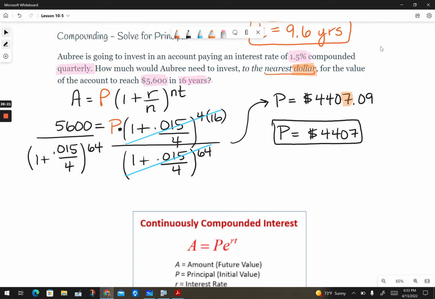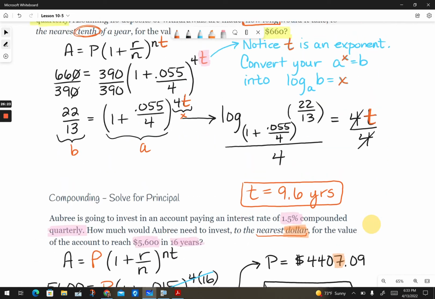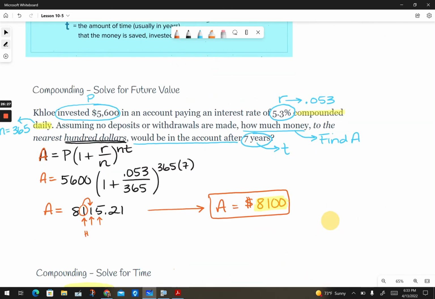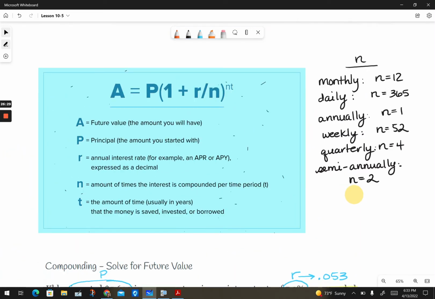But if it's continuously, a formula is not going to have an end value. It is going to look like this boxed formula that I am bringing you back to. So copy this one down now. This is the continuously compounded interest formula.